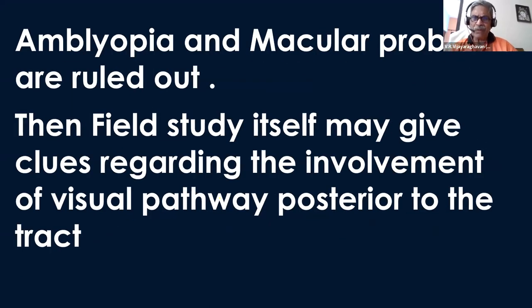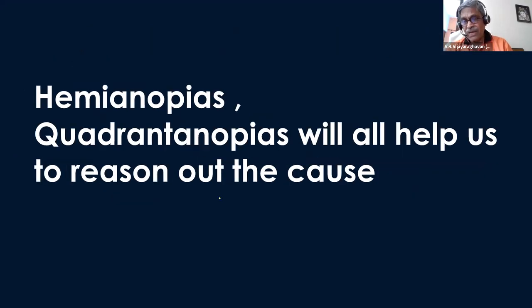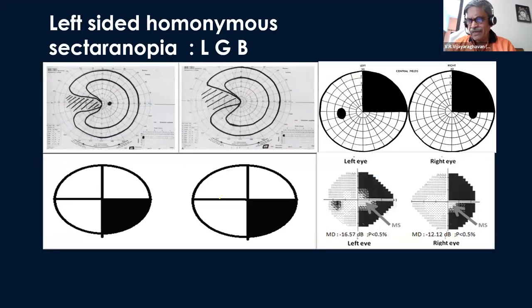Once you have ruled out the macular problem and amblyopia, and of course I have already done the field charts, I have field defects, I have already drawn the fields. I have conducted the field examinations. So far I told you hemianopia, remember? Now we have hemianopia like this. There are so many defects. See now, I can have a field defect like this called a sector defect. One sector in the right eye, and the left eye also has a left side sector. It's called left side sectoranopia. It's an LGB problem, a lateral geniculate body problem on the right side.